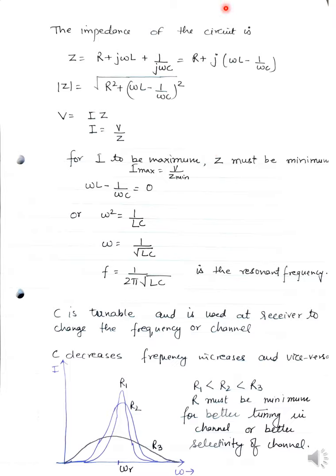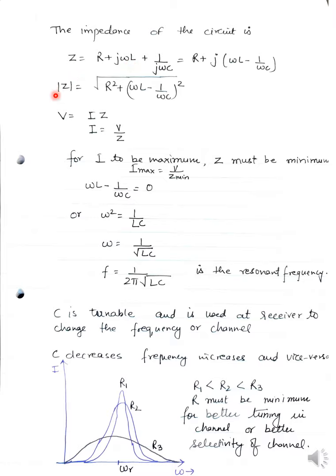What is the impedance of the circuit? We have R, L and C in series, so we can say it is equal to R plus j omega L plus 1 divided by j omega C. If you multiply j in the numerator and denominator, j squared is equal to minus 1, so we can write R plus j omega L minus j divided by omega C. I have taken j common here.